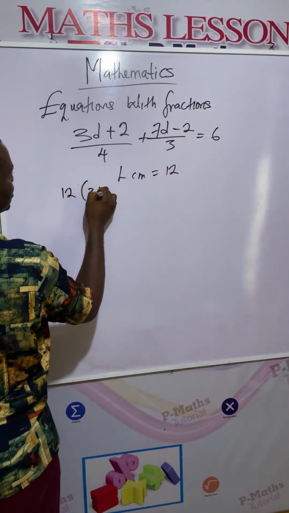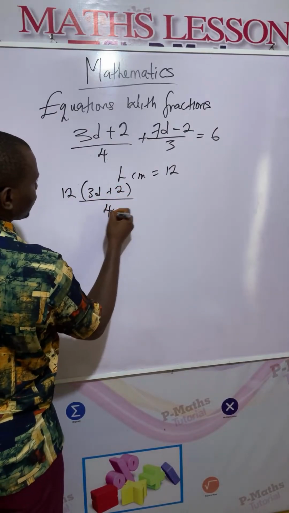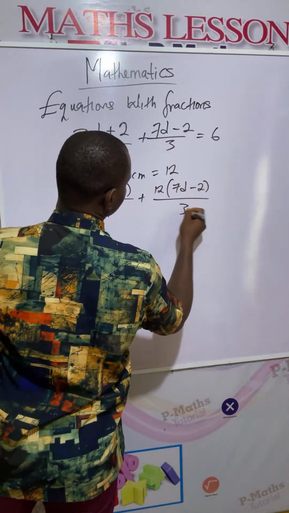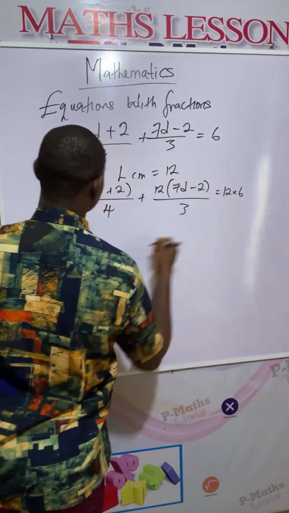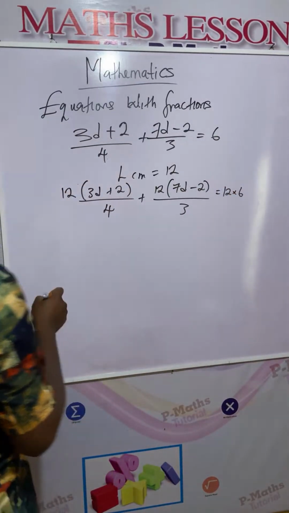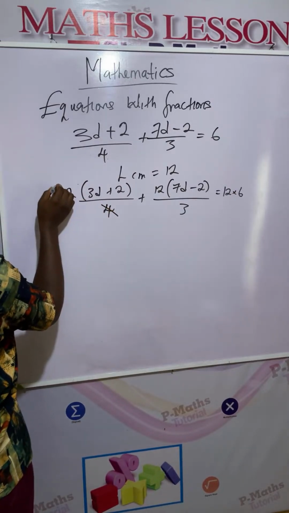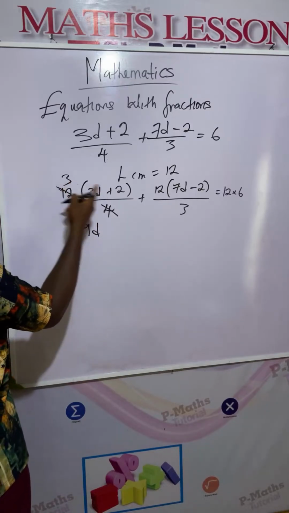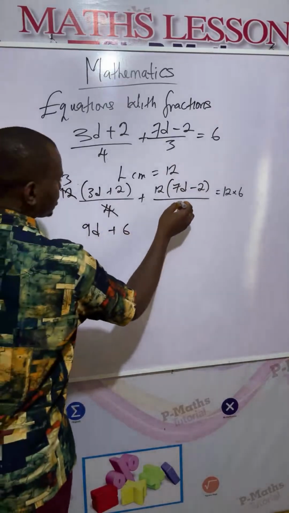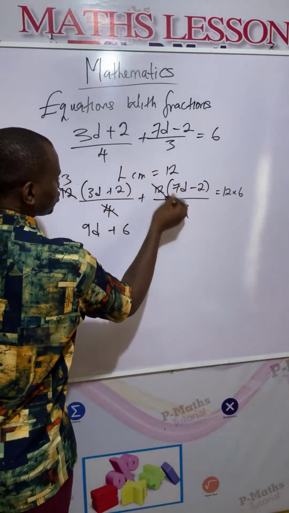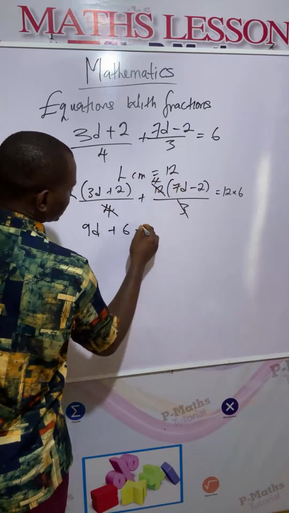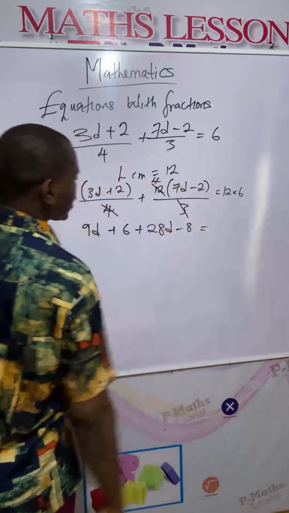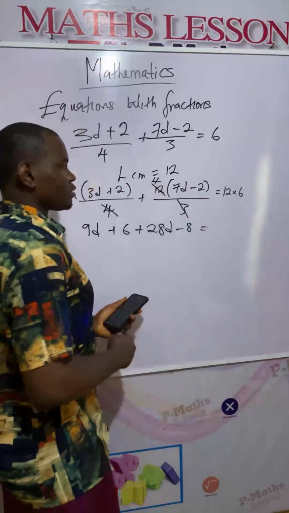12 times (3d + 2) all over 4, 12 times (7d - 2) over 3 equal to 12 times 6. All right, let's perform the operation. First, 4 will divide 12. That will give us 3. 3 times 3d is 9d. 3 times 2 is 6. And then here, 3 will divide 12 to give us 4. 4 times 7d is 28d. And 4 times negative 2 is negative 8. And then 12 times 6, that should be 72.